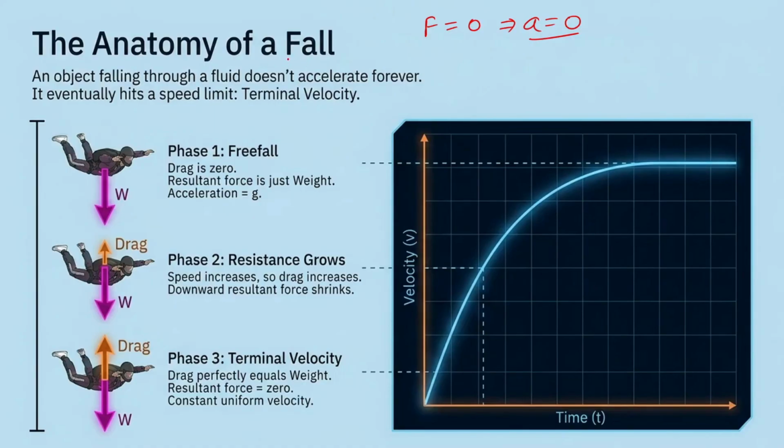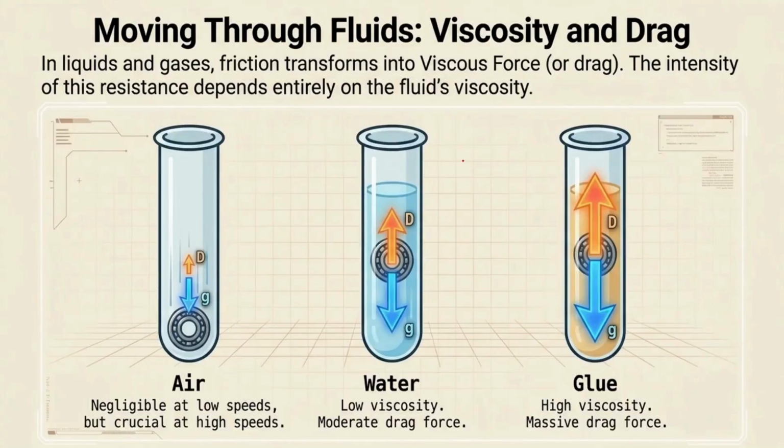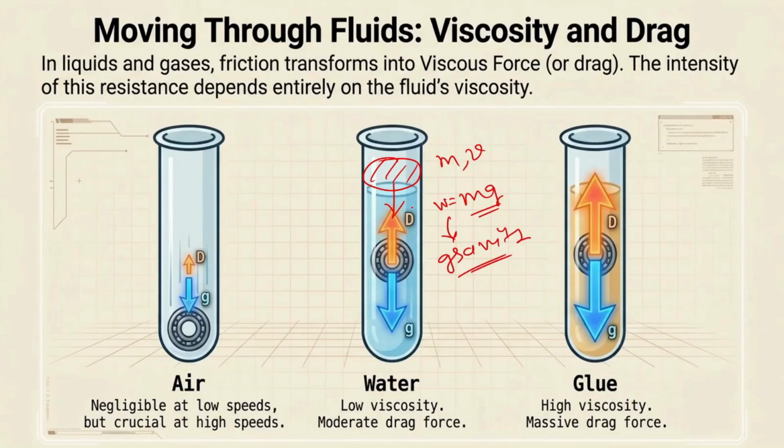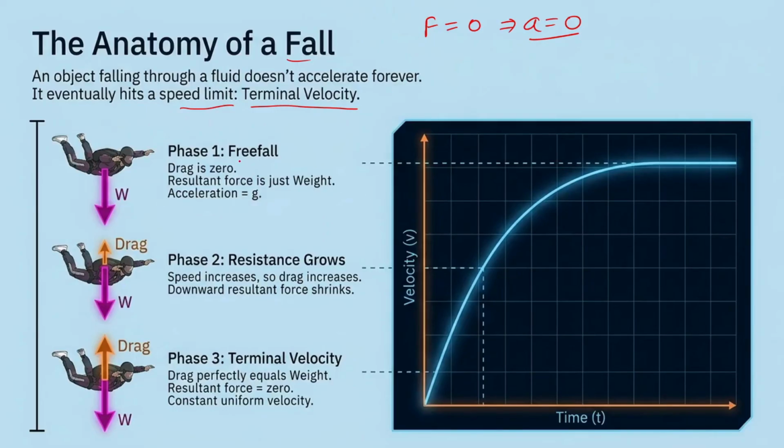So what is the anatomy of a fall? Let's suppose an object is falling through a fluid. It doesn't accelerate forever. It eventually hits a speed limit, the terminal velocity. Let's suppose some particle having mass m and velocity v is going through this liquid. You know, mg, meaning weight or gravity, is always there to affect this particle. It's a kind of free fall situation.